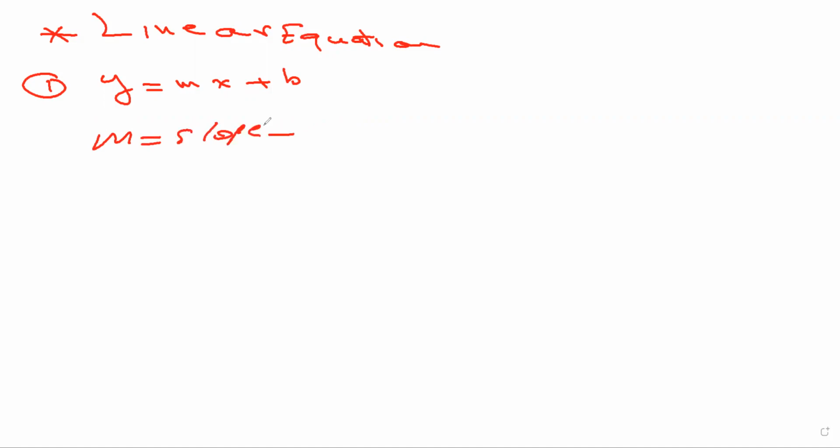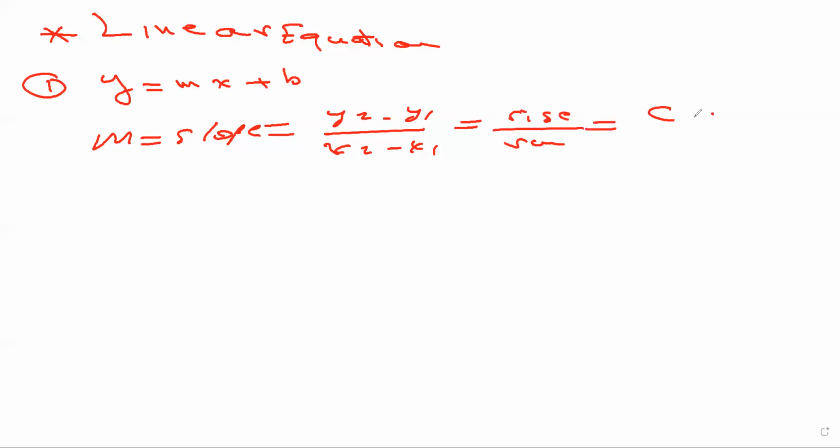Which is y2 minus y1 over x2 minus x1. Which is rise over run, which is change of y over change of x.